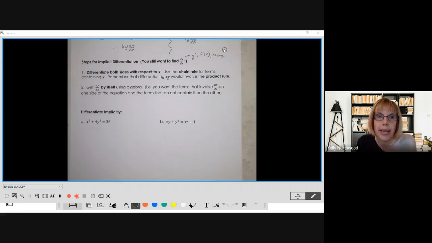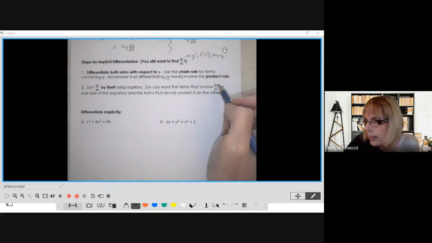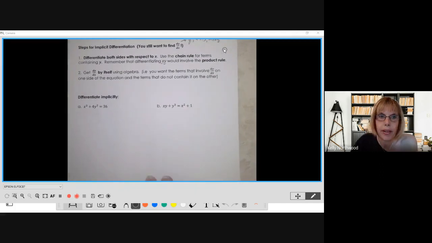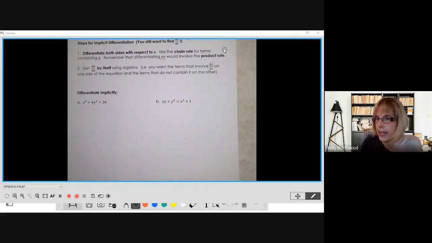Then get dy/dx by itself using algebra, i.e. you want to get the terms that have dy/dx in them on one side of the equation if there's more than one, and the terms that don't have it on the other, so that you can get dy/dx by itself. All right, so our first one, differentiate implicitly.